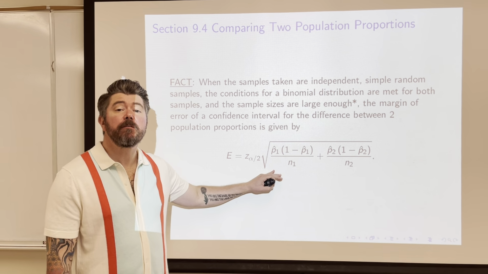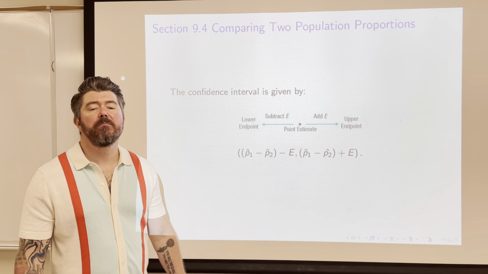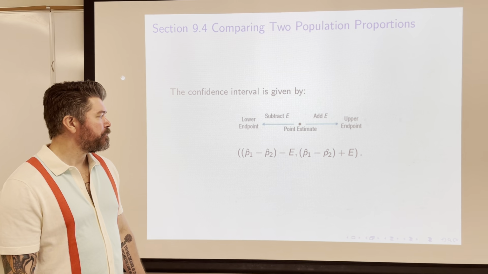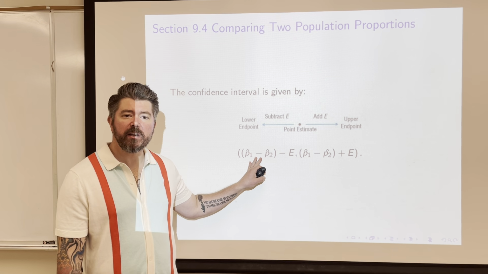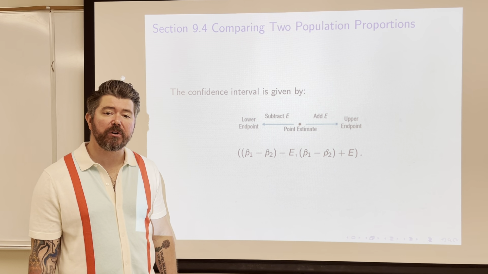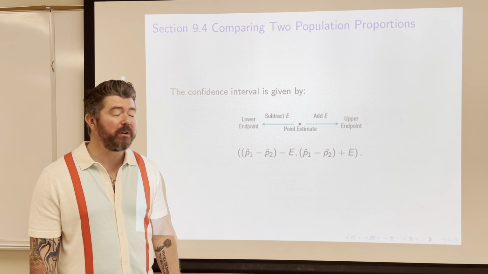The confidence interval is given as follows. We've seen this already from chapter 8 all the way through sections 9.1 and 9.2. We're just going to change our point estimate. We're talking about the difference between population proportions, so our point estimate is the difference between sample proportions. So we subtract our error to get the lower endpoint of our interval, and we add our error to get the upper endpoint of our interval.